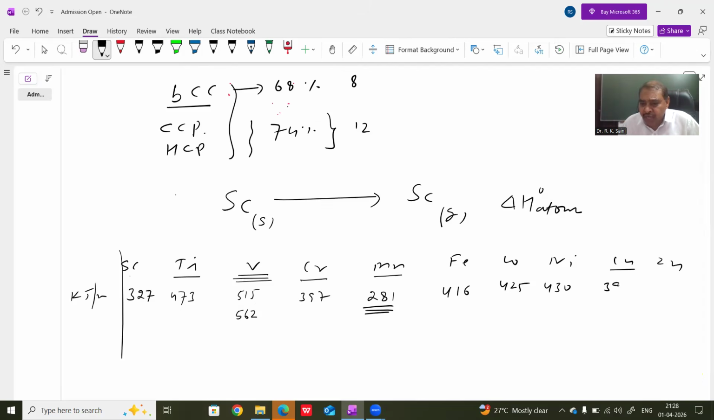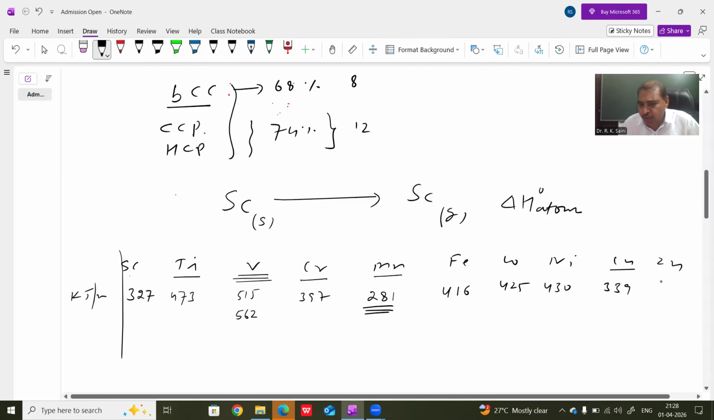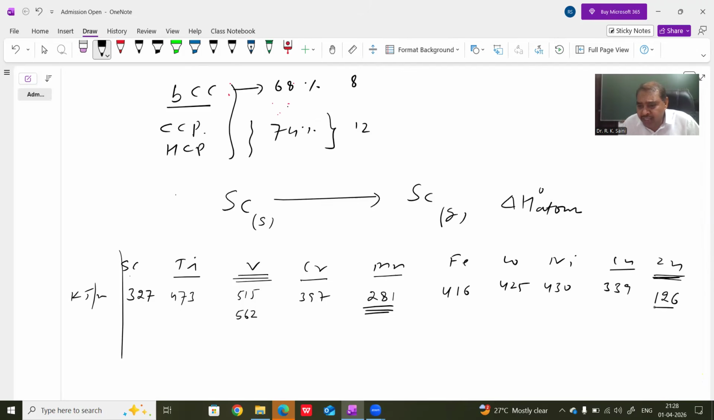In copper, 339 kilojoule per mole. And in zinc, notice the atomization enthalpy is only 126 kilojoule per mole because it possesses the weakest metallic bond in the series, due to very difficult formation of its kernel. What do you mean by kernel? After removal of valence electrons, the remaining part of the atom is known as the kernel, and an element which has higher ionization enthalpy has very difficult kernel formation. It means it possesses a very weak metallic bond and no unpaired electron is there. Therefore, the weakest metallic bond is present in zinc, and hence its atomization enthalpy or sublimation enthalpy is lowest.